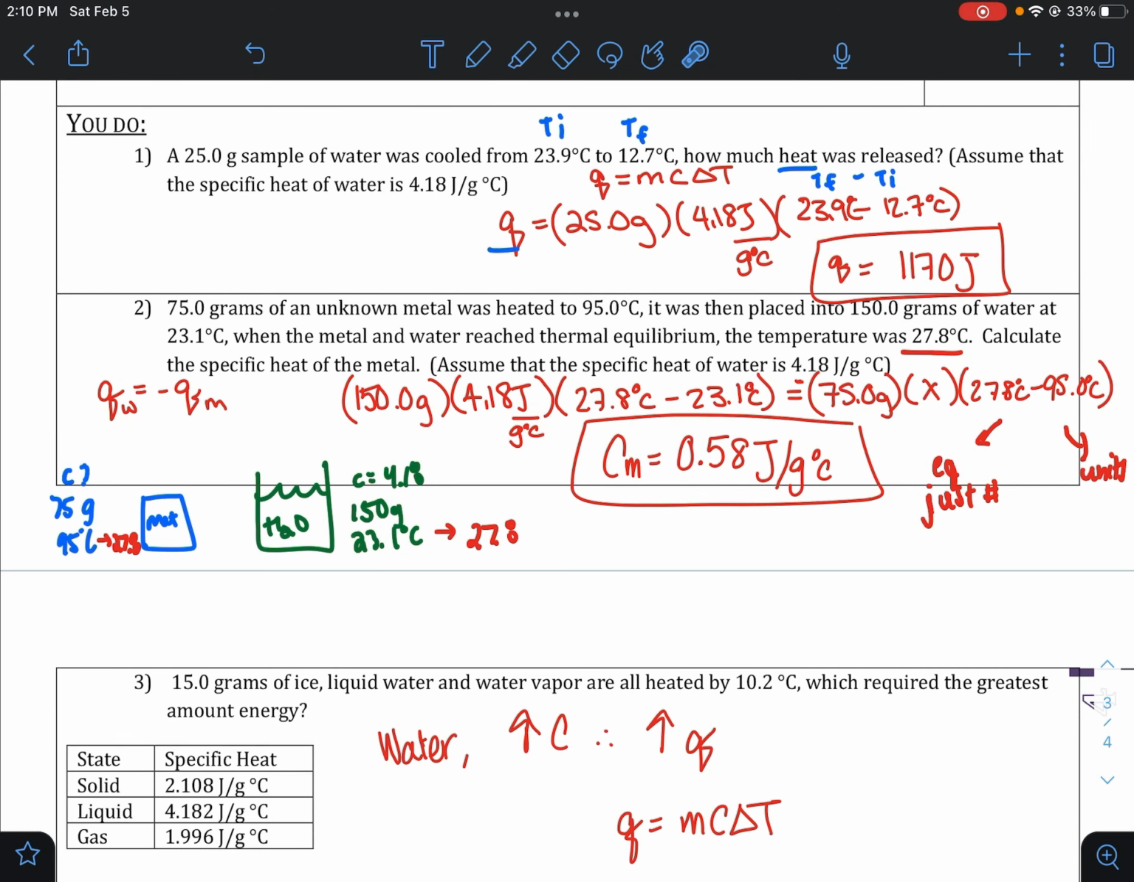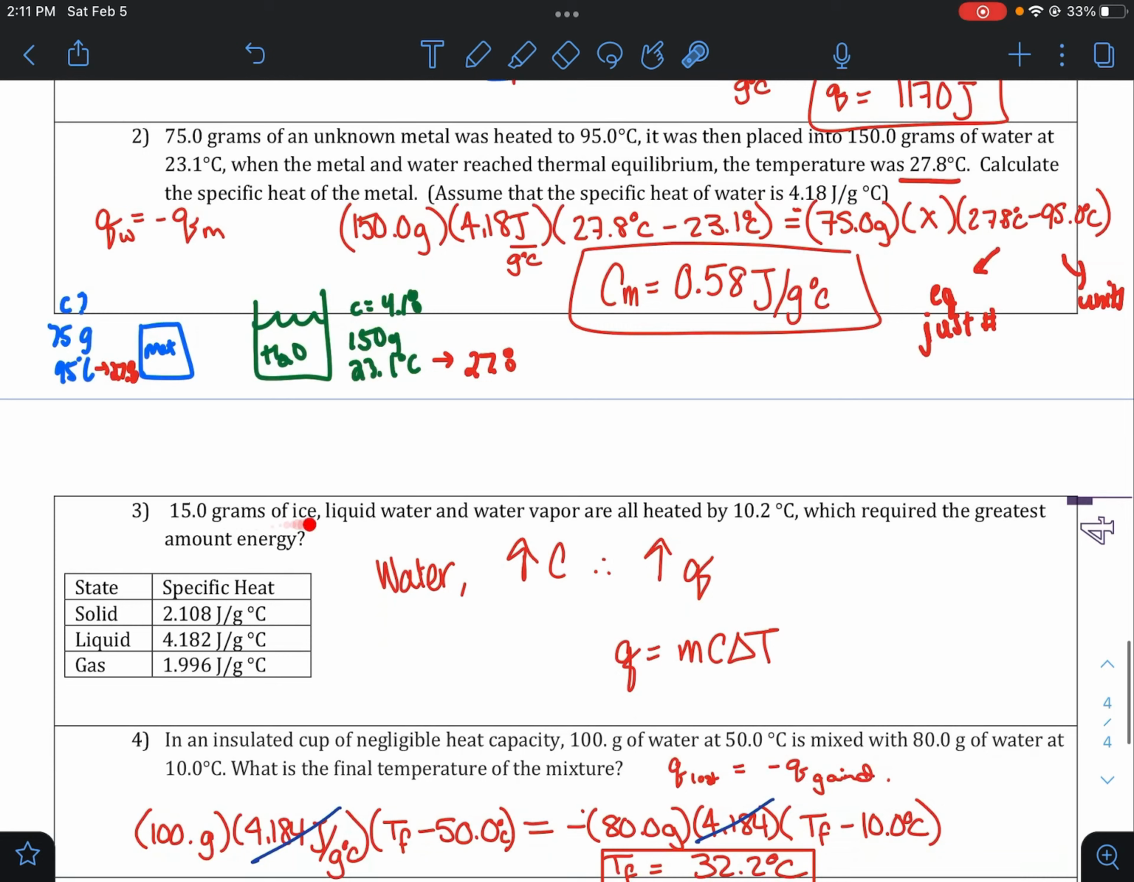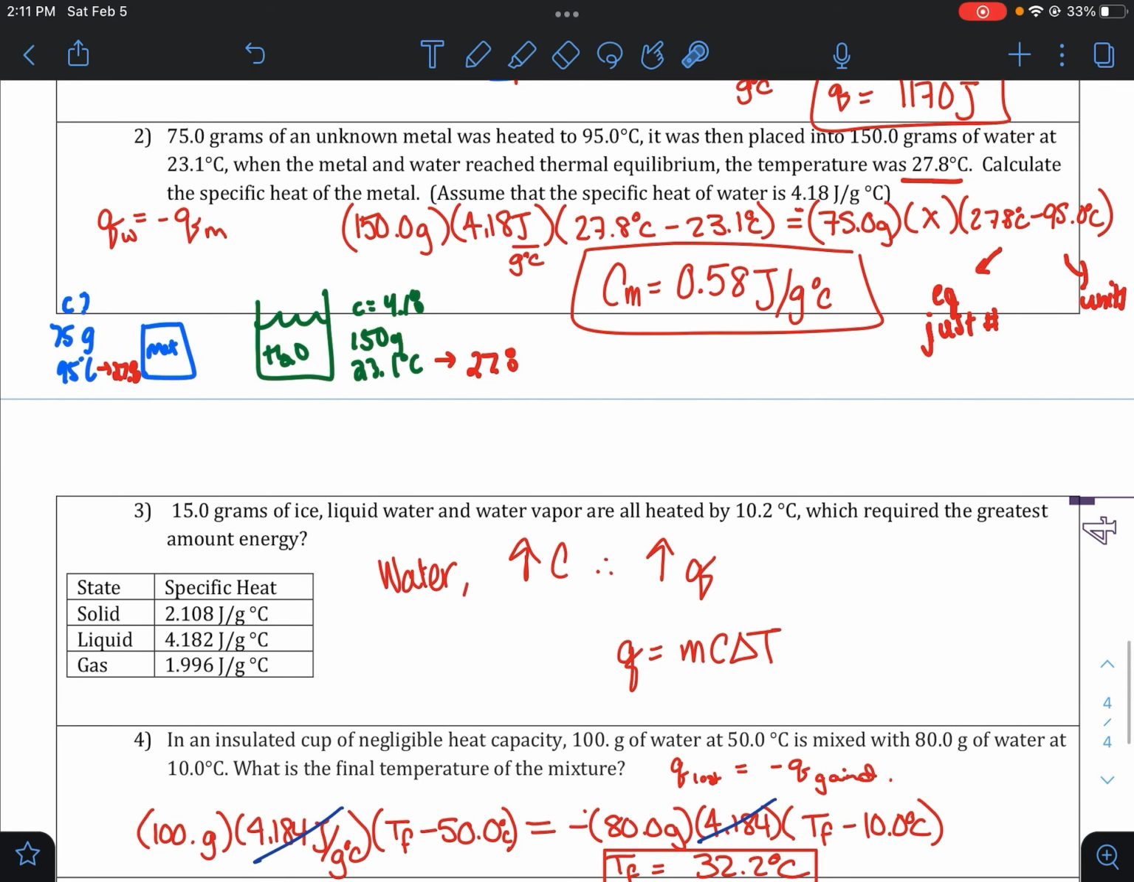Number 3: 150 grams of ice, liquid water, and water vapor are all heated by 10.2 degrees Celsius. Which required the greatest amount of energy? Okay, so if we look at the specific heat capacities, they actually differ.